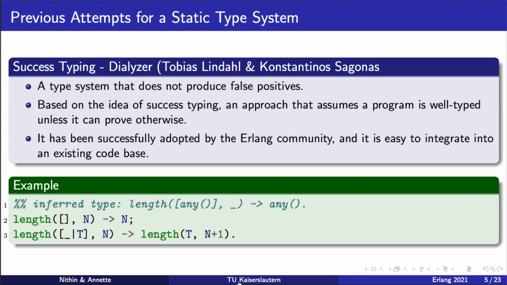Here is an example of a length function for a list. With success typing, the inferred return type comes out as any instead of a number. For most people coming from Haskell or a Hindley-Milner type system, this success type inference may be counterintuitive.